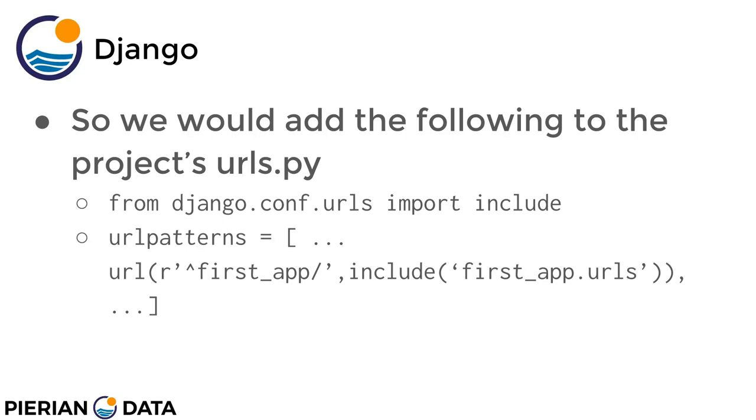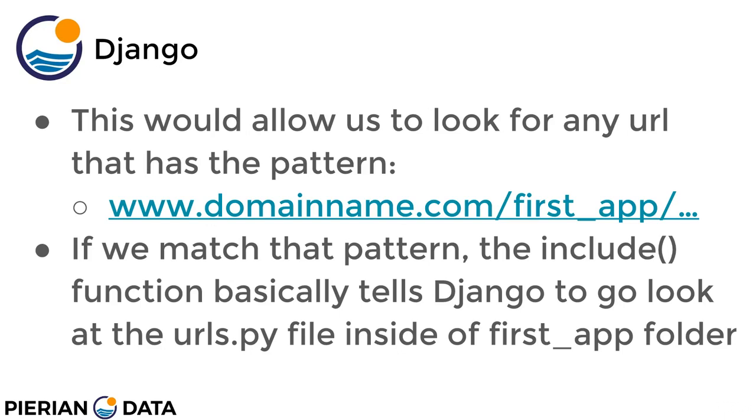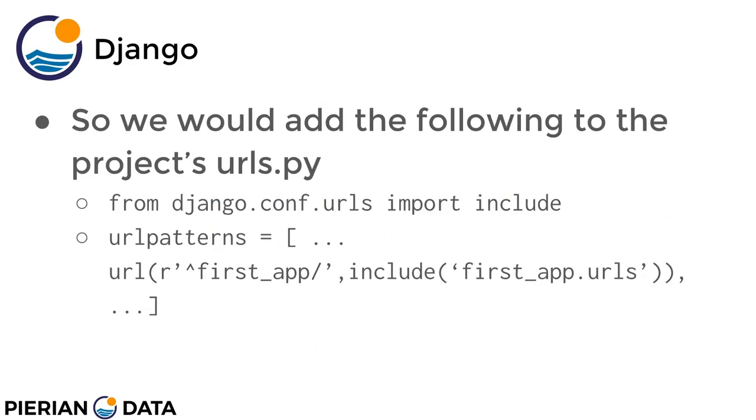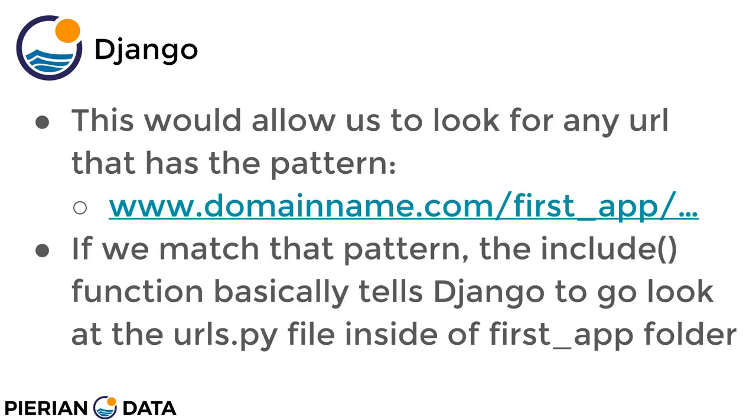But just to touch upon what I just explained, this allows us to look for any URL that has this sort of pattern: www.domainname.com/first_app, or whatever you happen to have put there in that first regular expression. In this case, I'm just calling it what the application was called, first_app/. If we match that pattern, the include function basically tells Django, hey, go look at the urls.py file that's inside of the first app folder, not the urls.py file that's inside of the project.